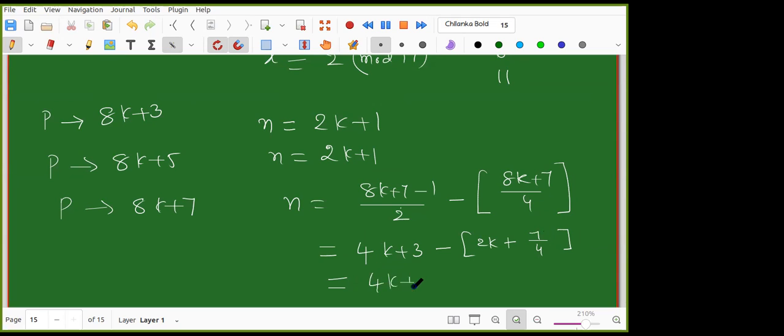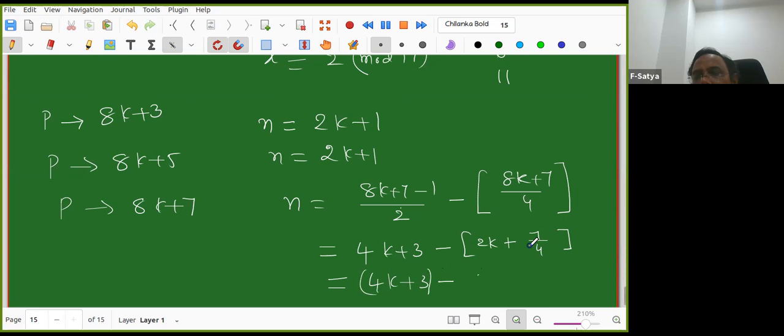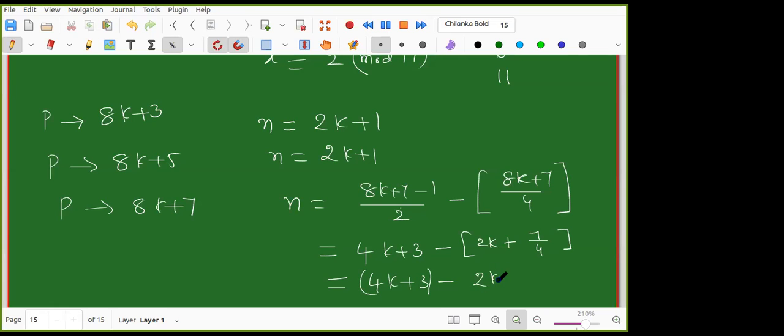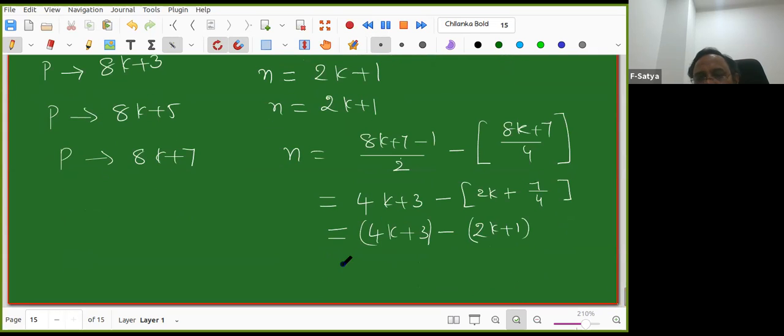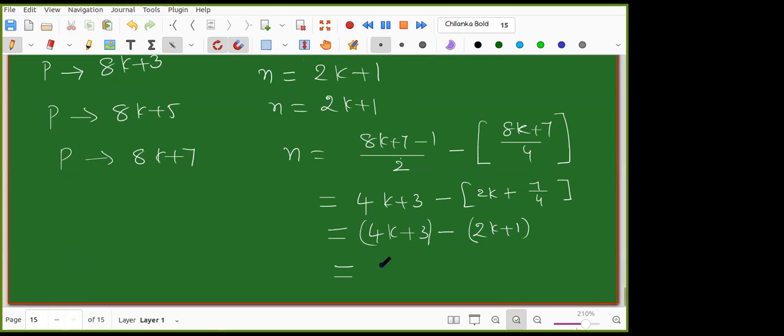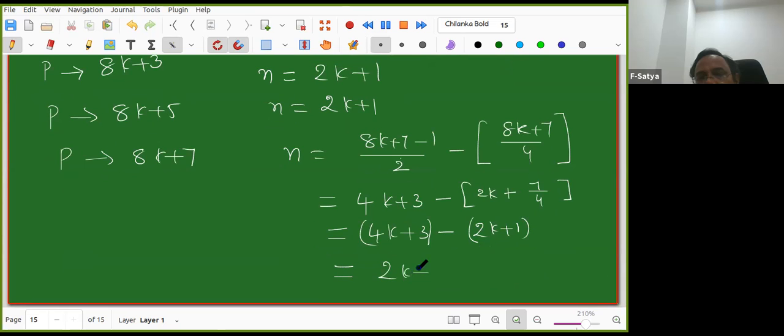So it will not be 7 by 4, right? It will be 2k plus 1 plus 3 by 4, the greatest integer. Okay, 7 by 4, again I'll write. So it is 2k plus 1. That's what you are telling. So the final answer is how much? 2k plus 2. It is even, right?